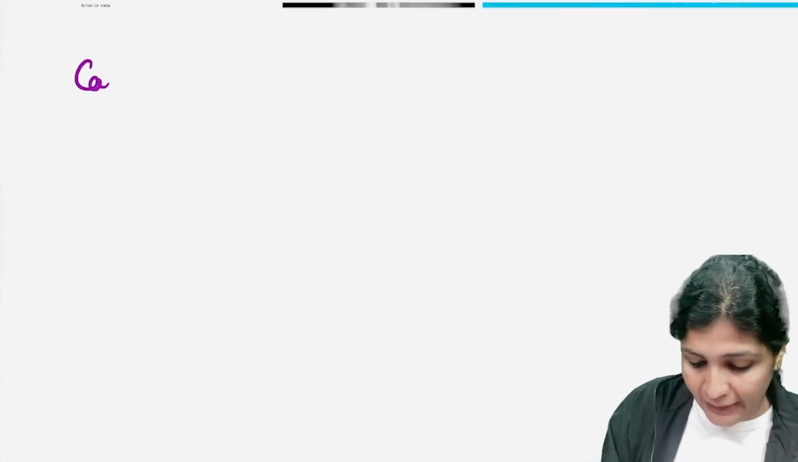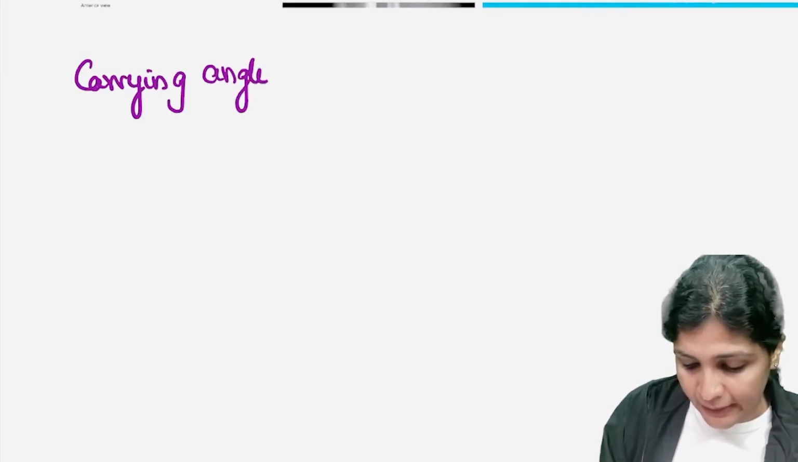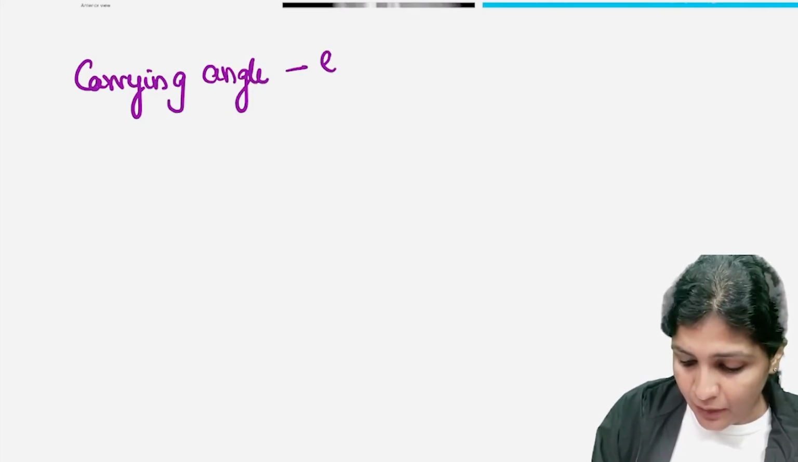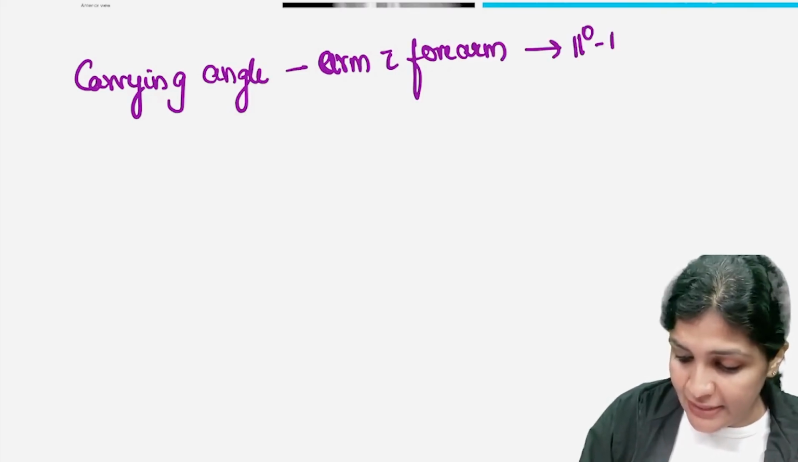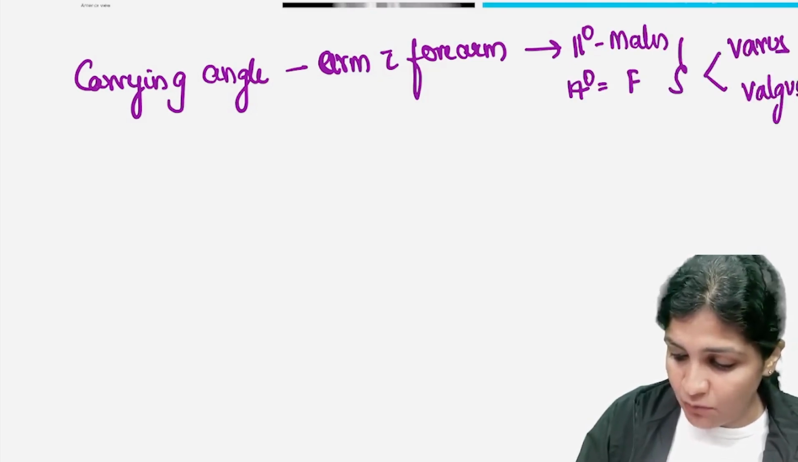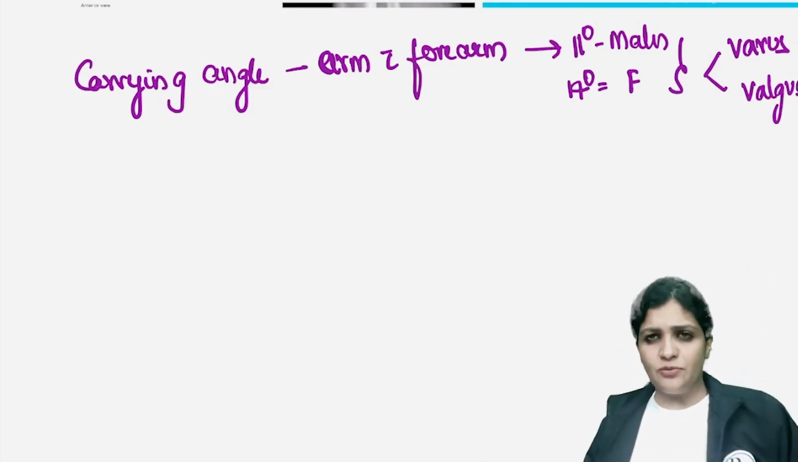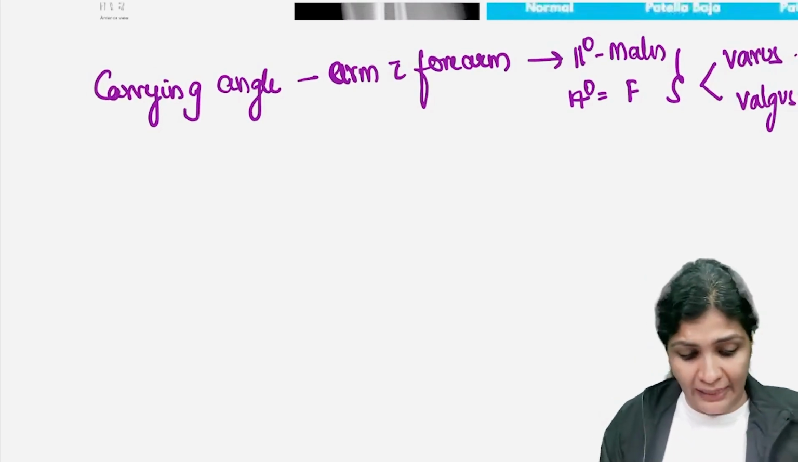So first one is your carrying angle. Where do you see this carrying angle? It is seen in the arm with the forearm. The angle made by arm with forearm is 11 degrees in males, 14 degrees in females, and if it increases or decreases, these are valgus and varus. If it decreases it is varus, if it increases it is valgus. So that is carrying angle.